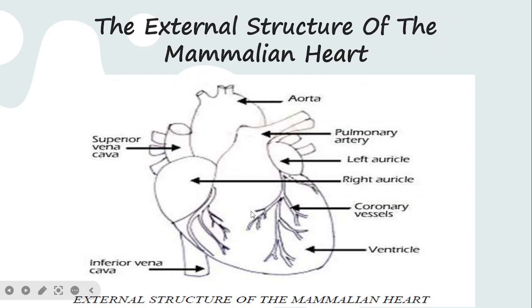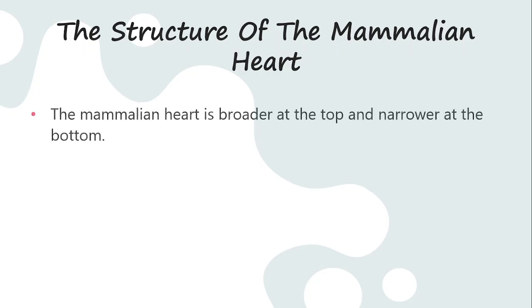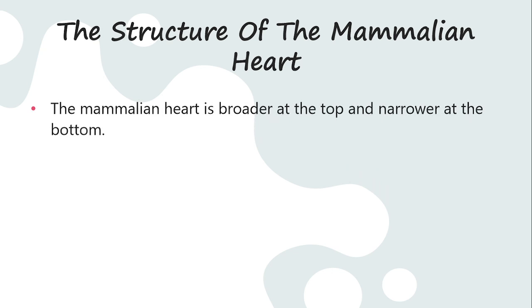So all these are just some of the parts that can be seen from the external structure of the mammalian heart. Now, let's move on further, discussing the structure of this mammalian heart. The mammalian heart is broad at the top and narrow at the bottom. So that's how it is structured.